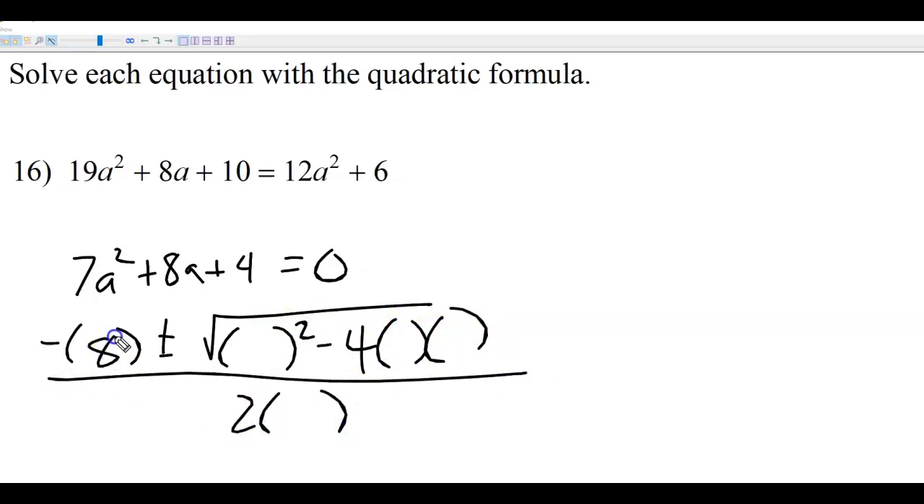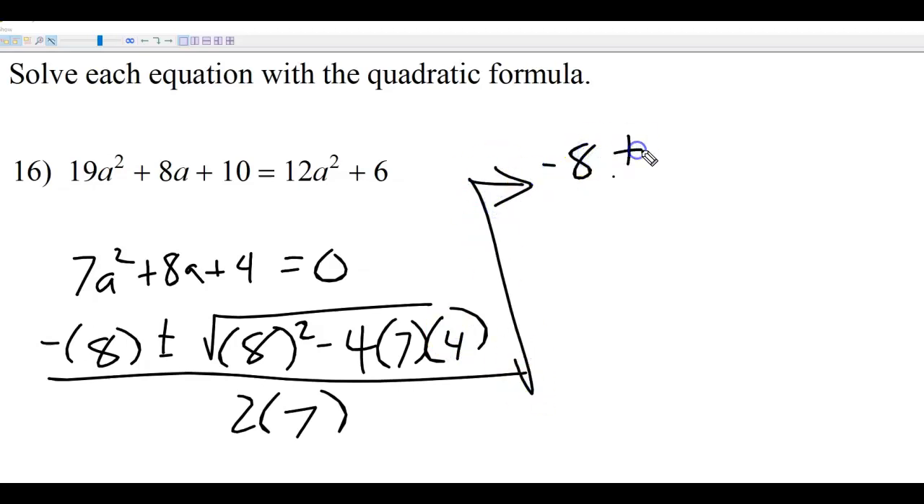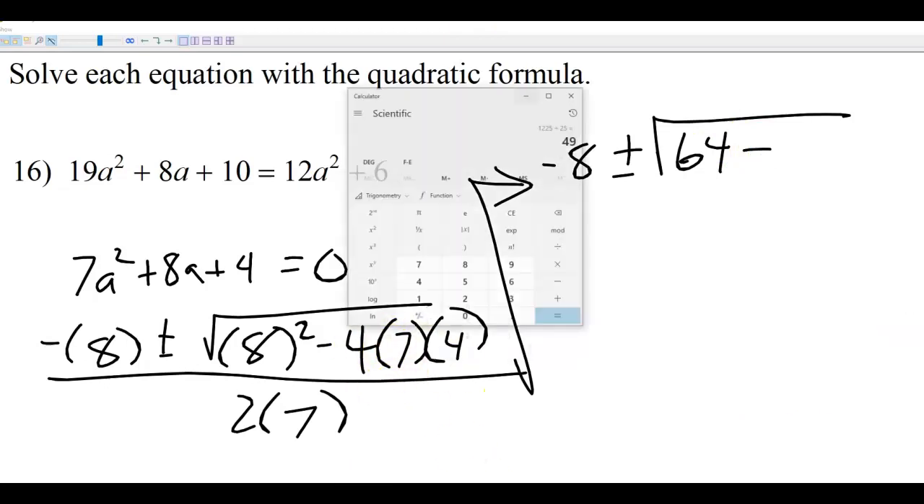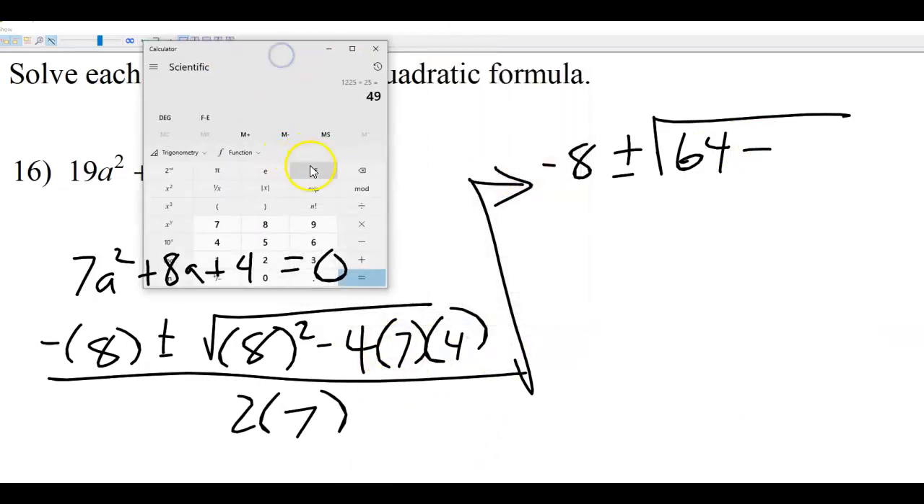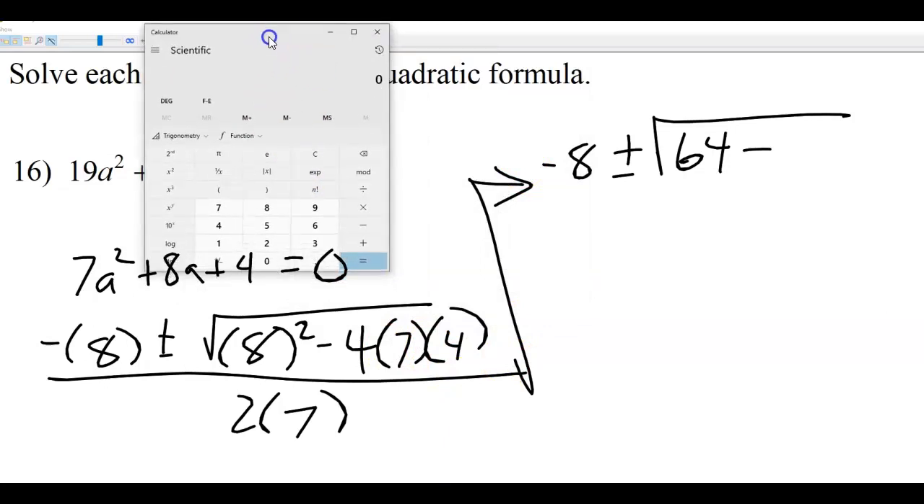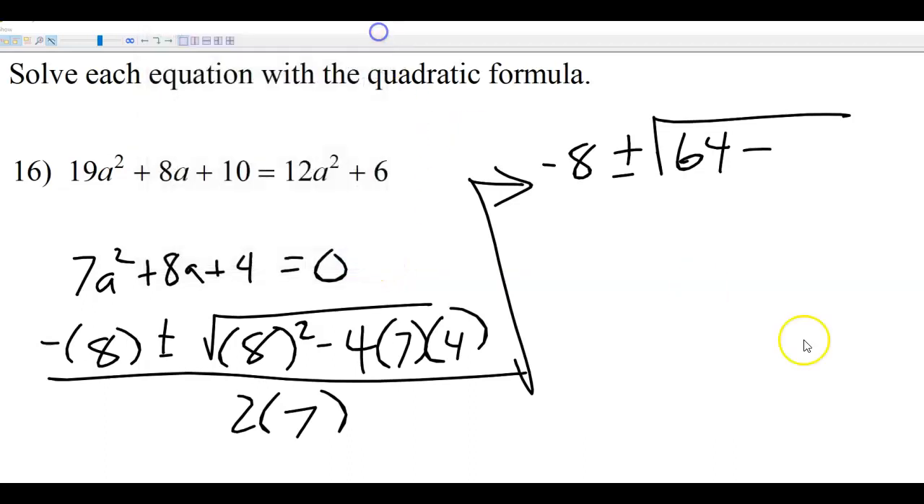All right, so B goes in the first two spots, A goes in the next spot, and on the bottom, C goes in the last spot. And simplifying all this, we're left with -8 plus or minus the square root of 64 minus 4 times 7 times 4, so let me work that out real quick. 112.